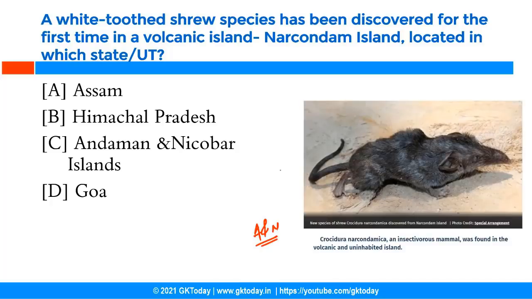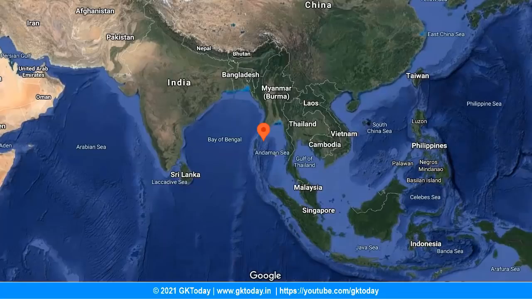This is the species which was discovered for the first time, and it was discovered from Narcondam Island. This Narcondam Island is a part of Andaman and Nicobar Islands. So this is the geographical location of this island. This is Andaman and Nicobar Islands. To be specific, it is a part of Andaman Islands.